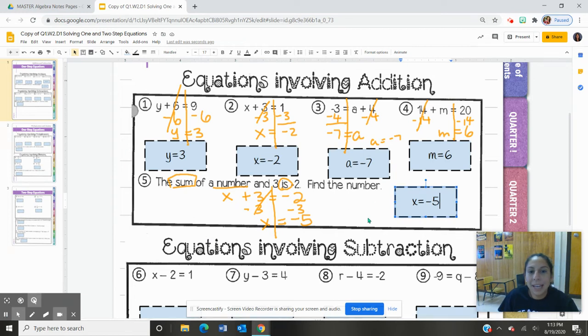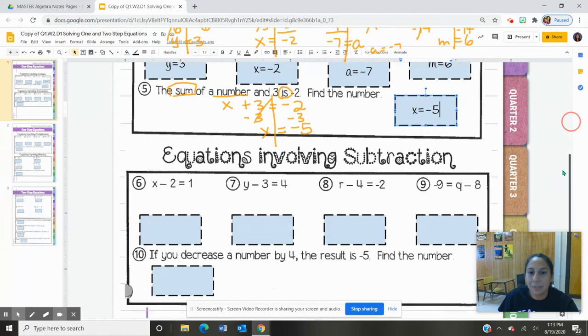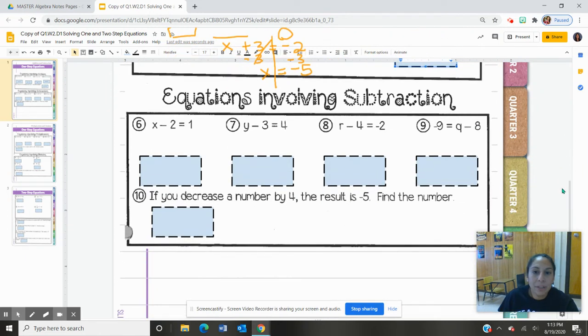Okay, so here I went ahead and I input all of my answers into my notes so we have them there for later reference. The second part, we are going to be subtracting. So the opposite of subtraction is to add. So on problem number 6, you'll notice that it has x minus 2. So the opposite of minus 2 is to add 2. So I'm going to come to the other side and I'm going to take that 1 and add 2, which gives us 3.